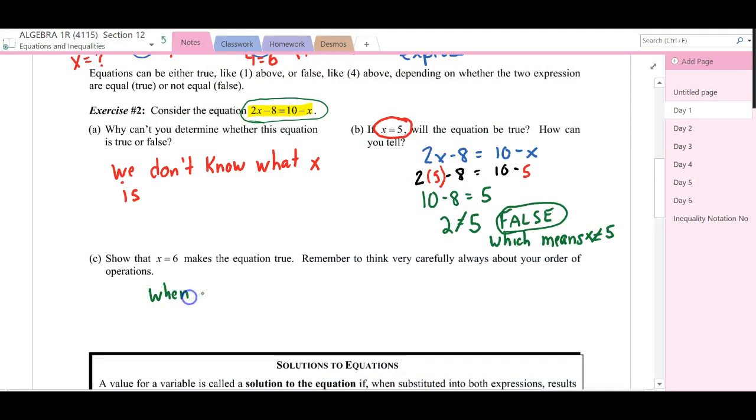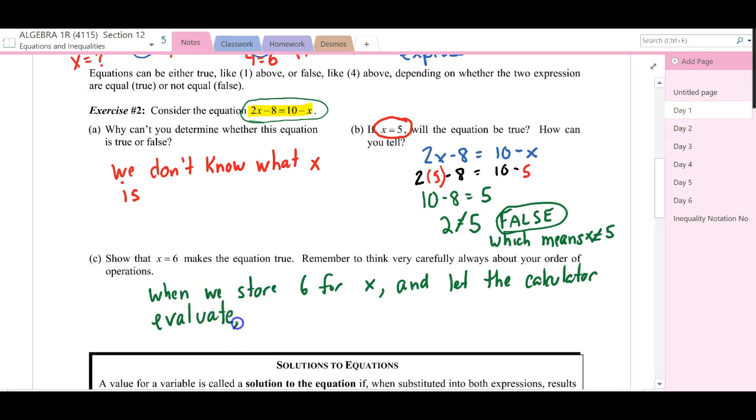So when we store 6 for x and let the calculator evaluate it, it says true. And that's what we're going to do. We're going to let the calculator do a lot of the work for us in this entire unit.